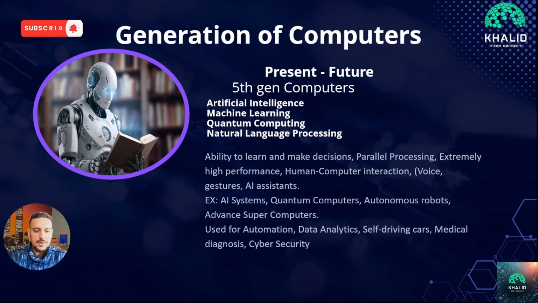The examples are AI systems, quantum computers, autonomous robots, advanced supercomputers. They are used for automation, data analysis, self-driving cars, medical diagnosis, cybersecurity, and many other things that we are already witnessing. So this is the fifth generation, and it continues.